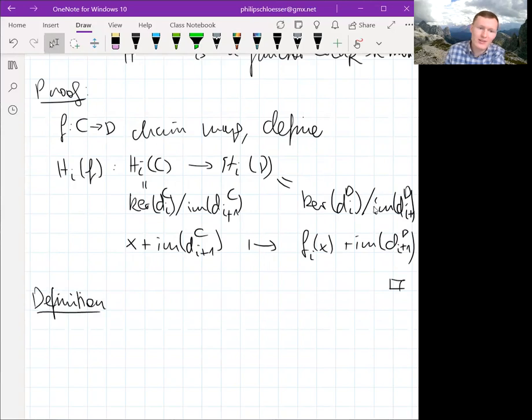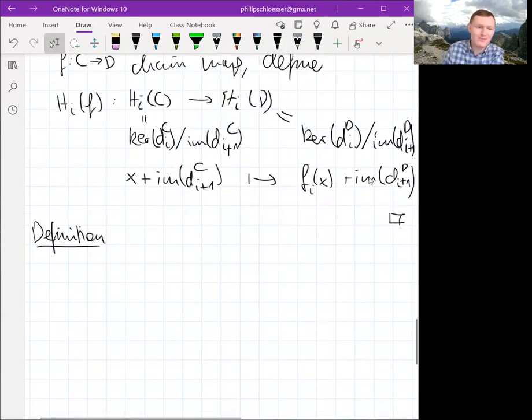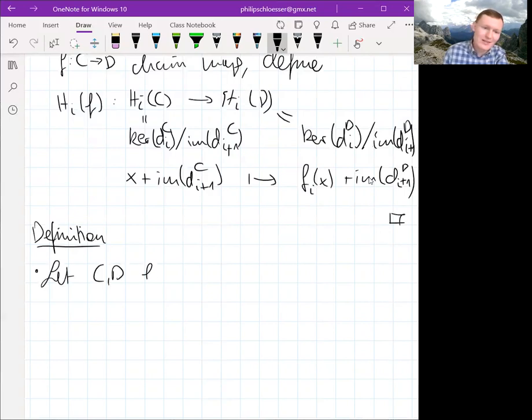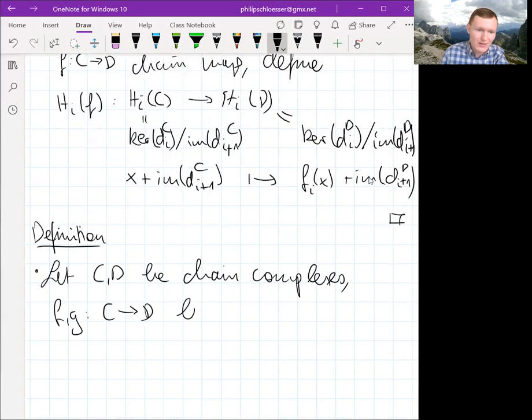Now for yet another definition. This ties in to the part in the category theory lecture where we had categories and then functors, and then we said, oh wait, we can also define something between two functors. We're now defining chain homotopies. Let C, D be chain complexes and f and g from C to D be chain maps.